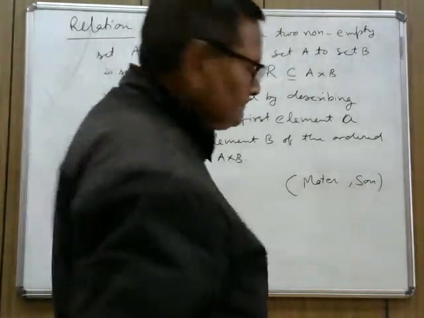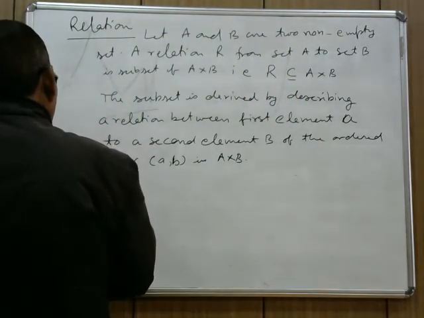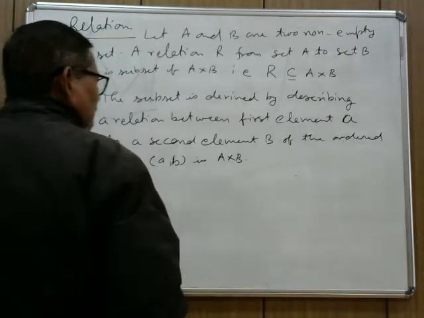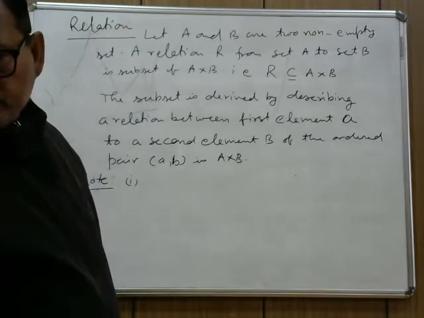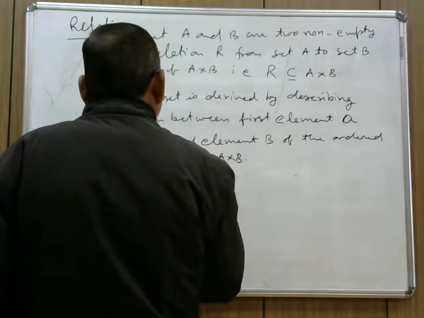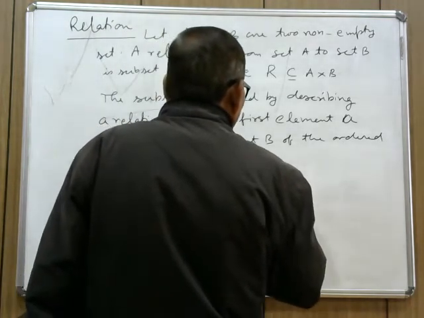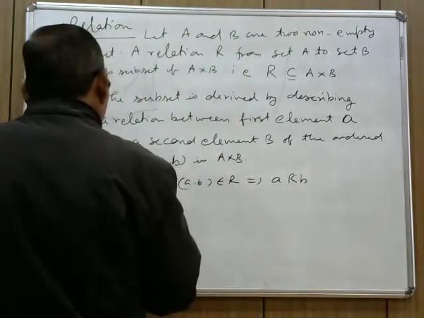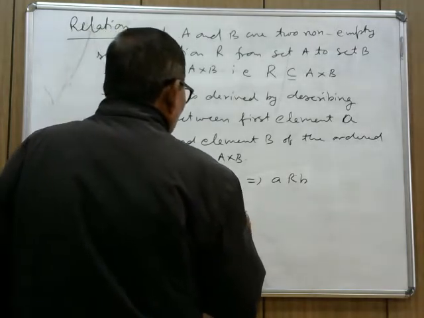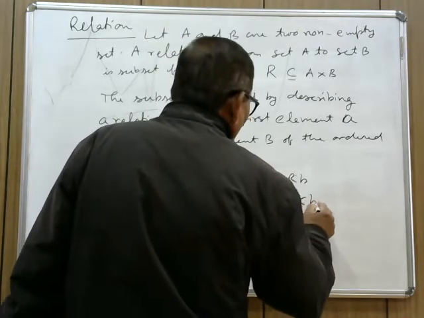Now, note, you remember these lines because these lines are used to solve the question. If AB belongs to R, it implies A is related to B. Second, if AB does not belong to R, it implies A is not related to B.